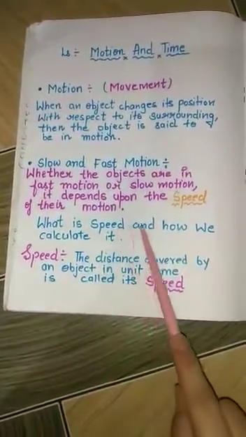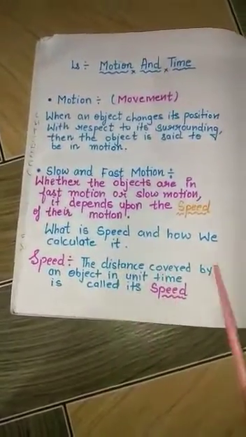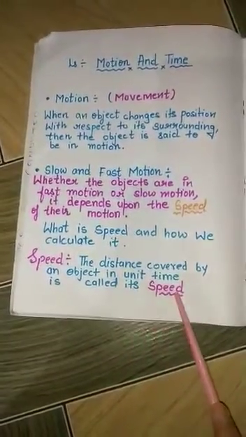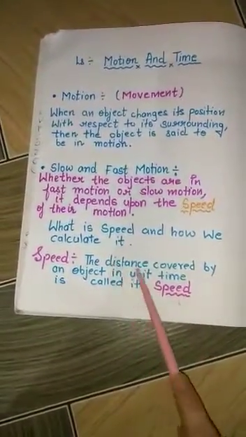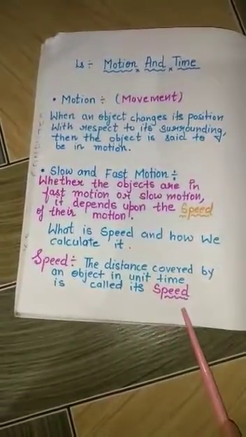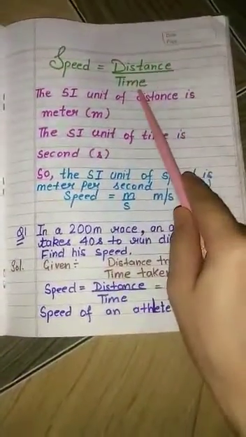What is speed and how do we calculate it? Speed is the distance covered by an object in unit time. Speed means the distance a body covers in unit time. The expression for speed is distance upon time.